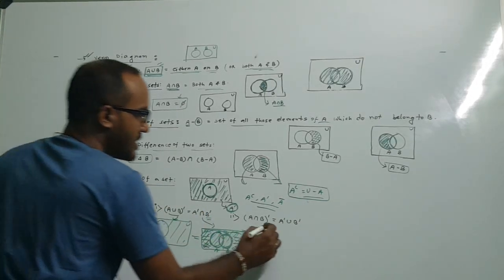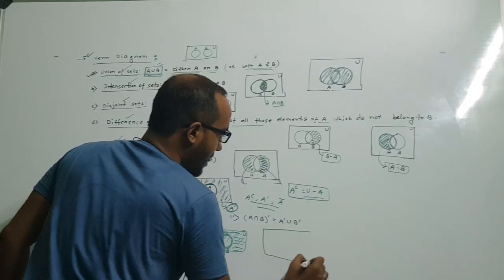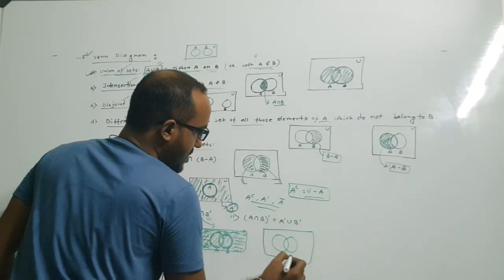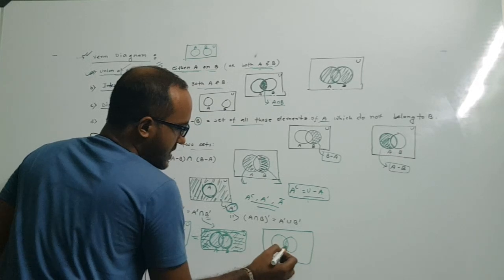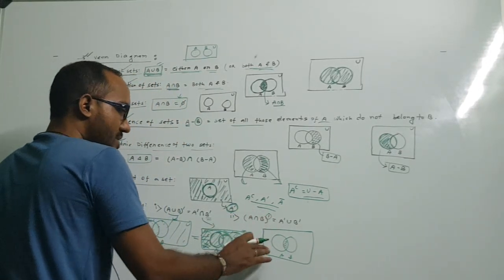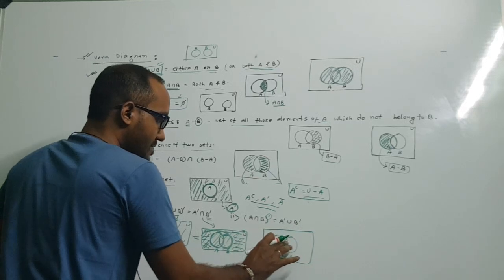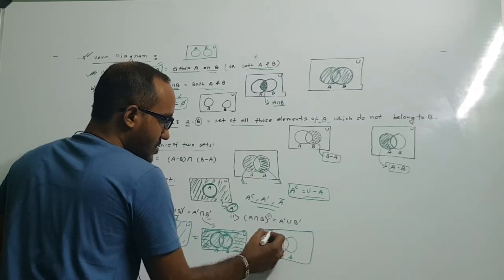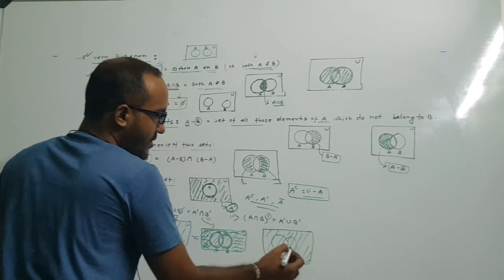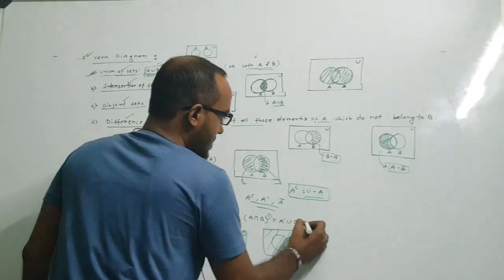Now let us see the Venn diagram for the other law. We have two sets A and B. Now what is the intersection? The intersection is this, and you are complementing the intersection. That means except the intersection you will have all the elements. That means this is omitted and, except the middle portion, we will have all the elements.